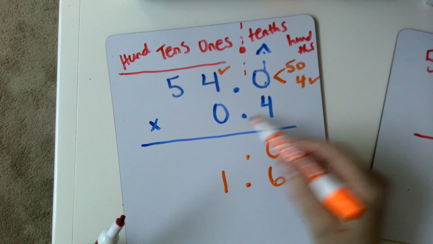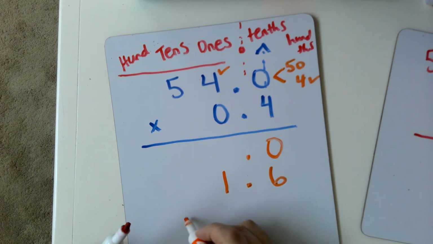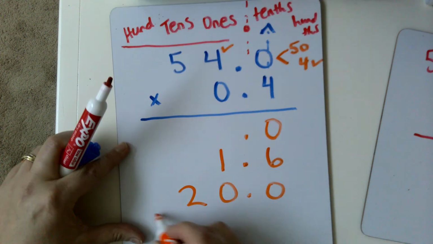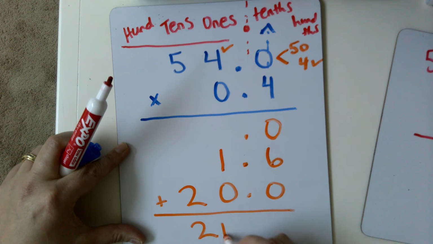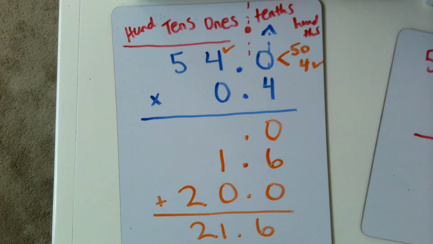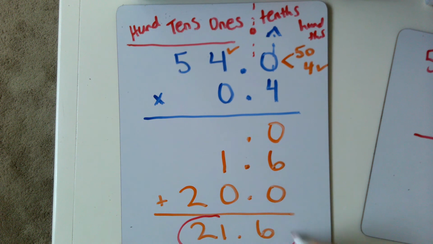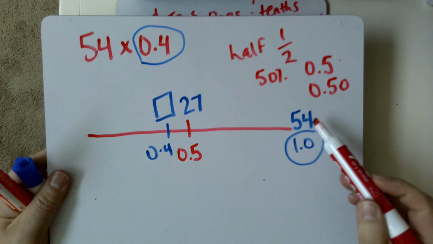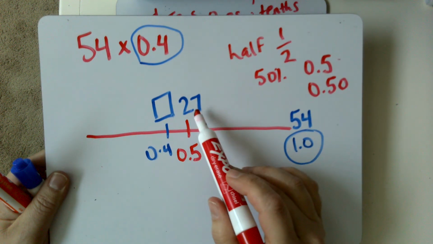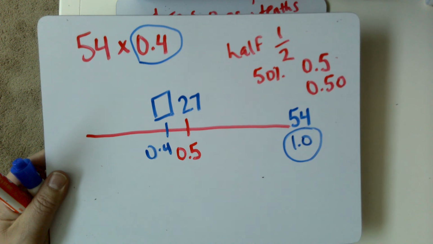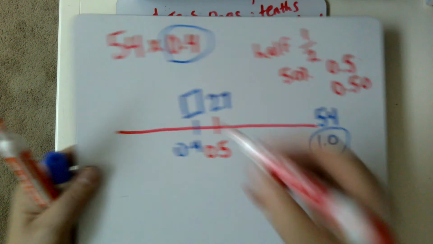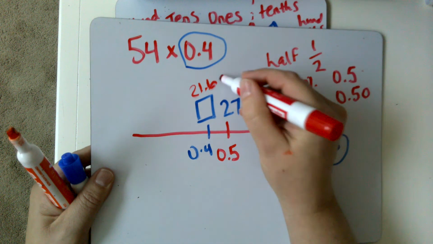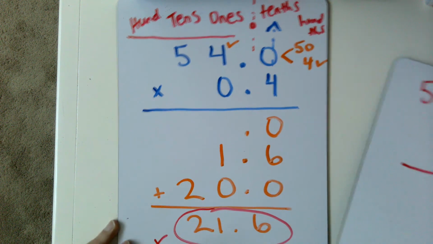So 0.4 times 50 is 20. And there we go. Now we can add this up. 21.6 is our answer. So to check the reasonableness of this answer, let's take a look here. We knew that half of 54 at 0.5 was 27, so it would be a number less than 27, but within a reasonable range. 21.6 does fit within a reasonable range, so we can rest assured that we believe that answer is correct.